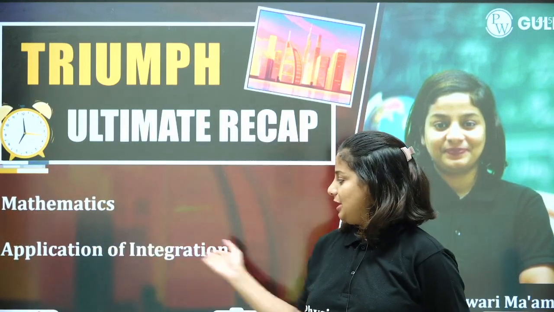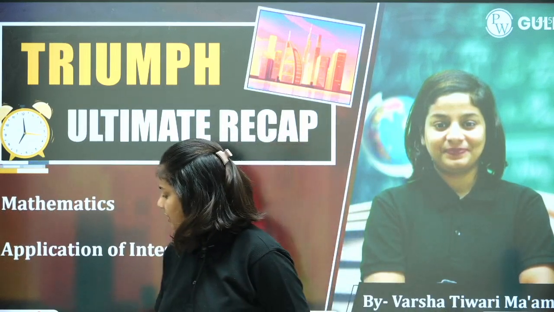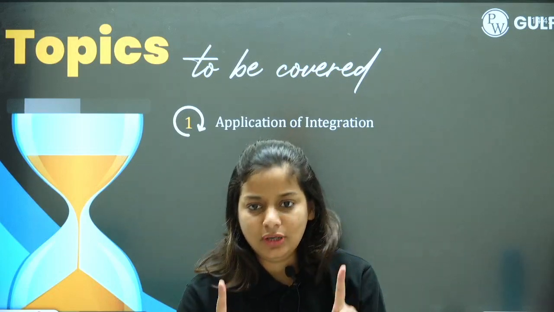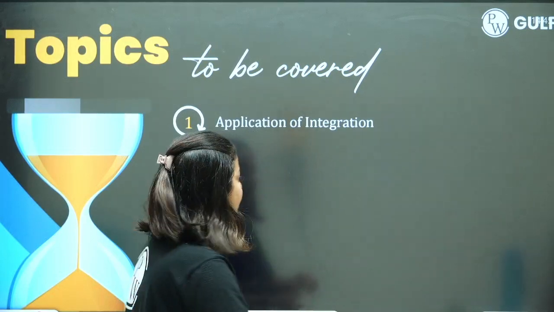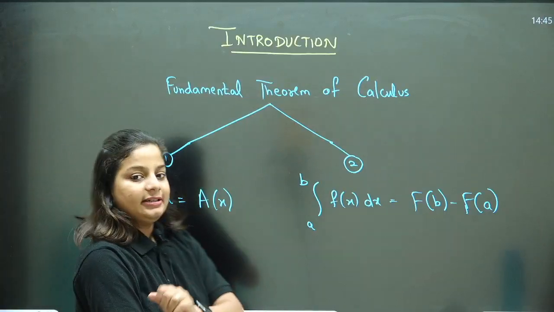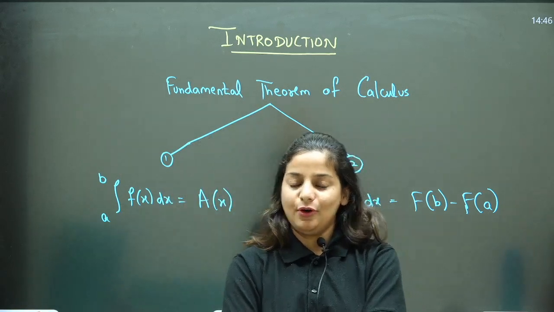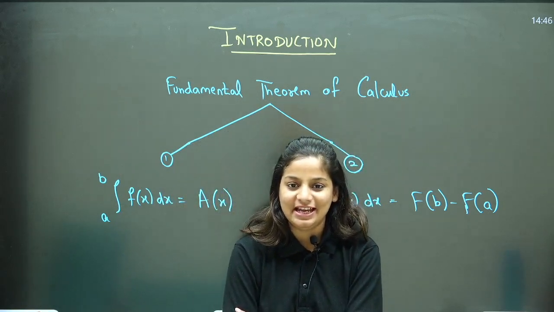Welcome to the Triumph Batch Ultimate Recap of the chapter Applications of Integration. Yes, in this chapter, we are going to learn about one and only one topic, which is finding area under the curve. Hope you all are good, happy, wealthy, healthy.